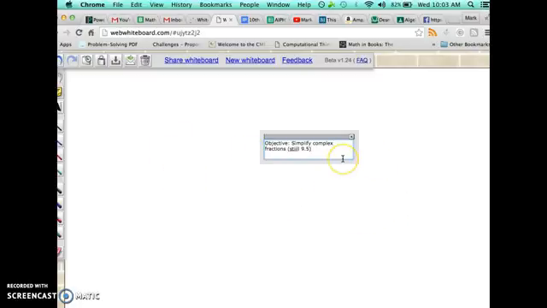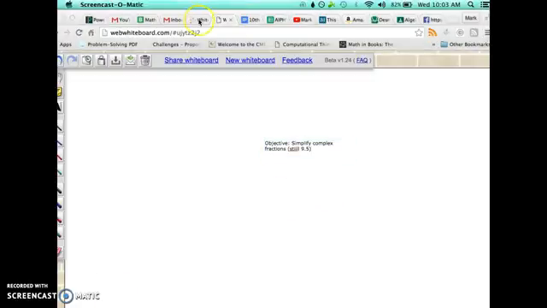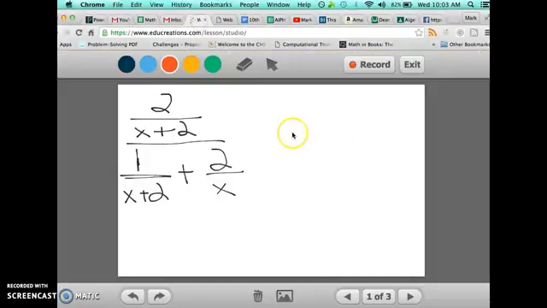Our objective here is to simplify complex fractions, and what that looks like. What's a complex fraction? Because our objective is to simplify them. A complex fraction is a fraction with a fraction in it, and it's like, oh boy, fractions were hard enough as it is, but you'll see it's not really that tough.